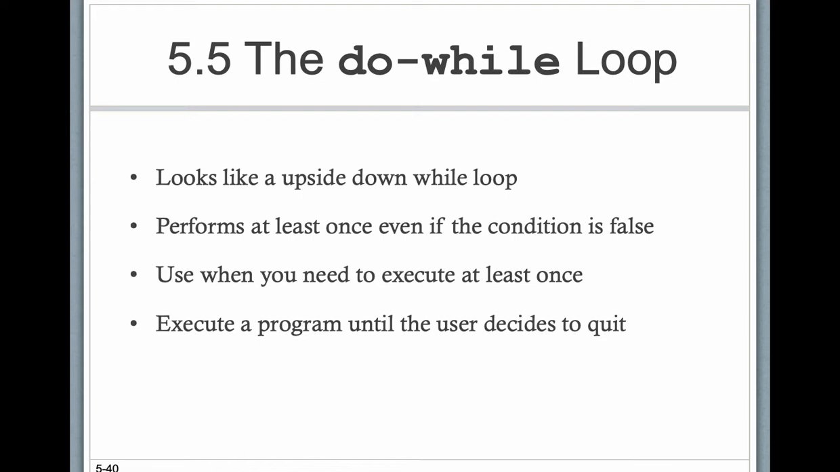Use it when you need to execute at least one time. This means if you need to make sure that you execute at least one time the body that is within that loop, regardless of the evaluation of the condition, then you would use a do-while loop. This would be useful if we were to execute a program where the user will decide when to quit. The reason behind it is that we want to display the options to the user at least once. The user should know at least once what are the options for execution of that program and what are the keywords or the values that will be used to control that loop.